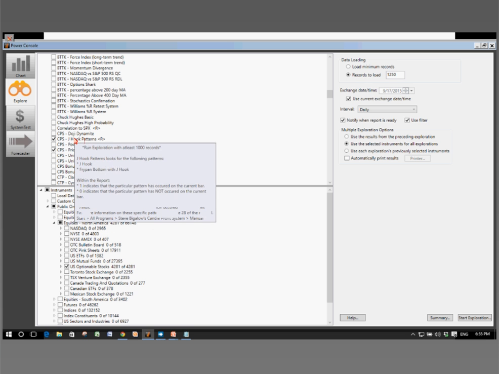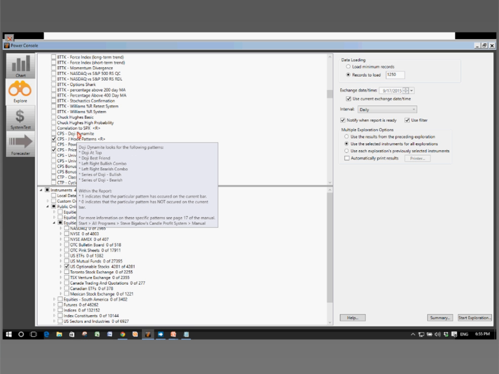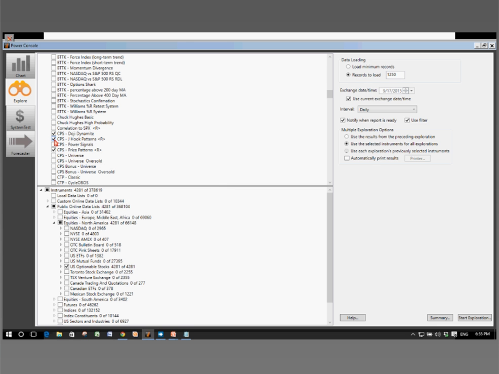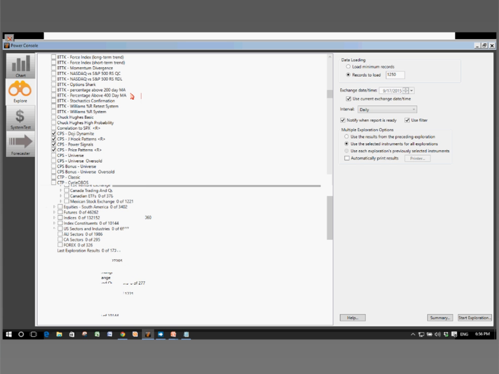And if you hover over these, it's going to tell you basically this particular scan is looking for the Doji at the top, the Doji best friend, left-right bullish combos, left-right bearish combos. And we can run these all. You can easily just come in here and right-click on this and run all of the explorations at one time if you want. And then once you've made your selections here, you're going to come down to the instrument list.